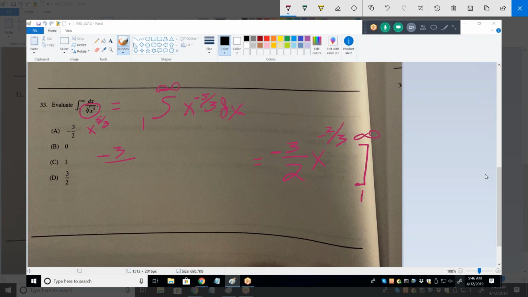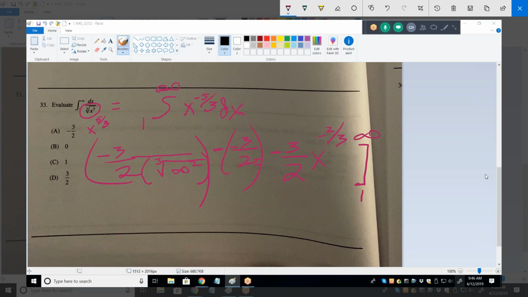Okay. We have negative 3/2 times infinity to the negative 2/3. Well, let's put that down here because it's negative. It's a radical sign. It's the cube root of infinity squared. And I find that this is the easiest way to do it. I know the book tells you to put in a b and find the limit as b goes to infinity. But personally, I find this easier. Okay. And minus this whole thing evaluated at 1, which must be minus 3/2.